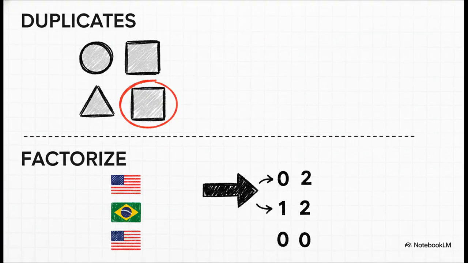The cleaning process also covers things like duplicates and just being more efficient. You can find and drop duplicate rows with a single command. And for repetitive text data, think something like country names, you can use factorize to convert them into these super efficient numerical codes. This saves a ton of memory and makes your whole analysis run way, way faster.